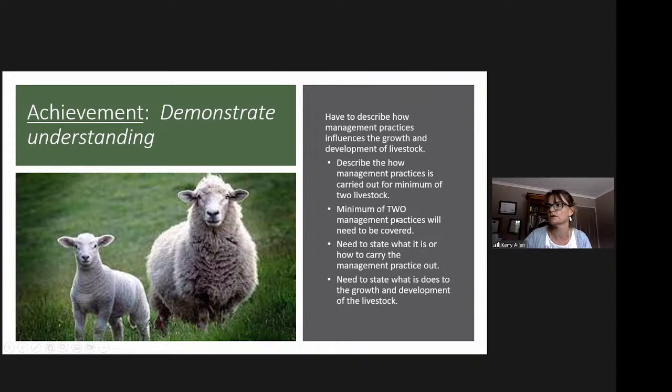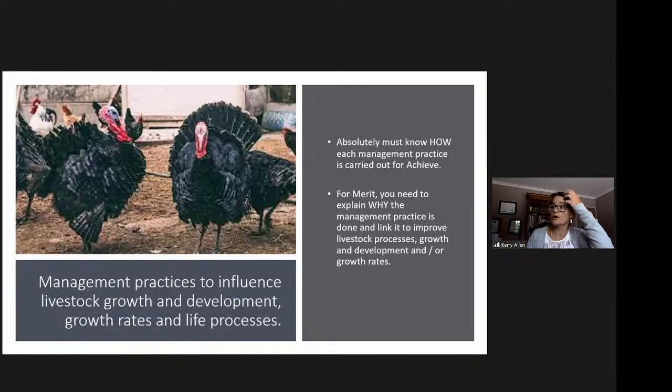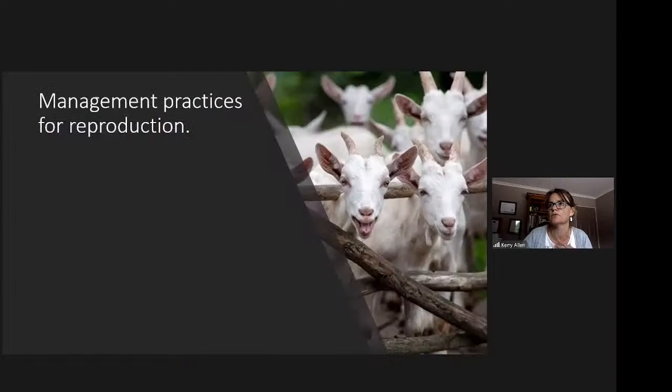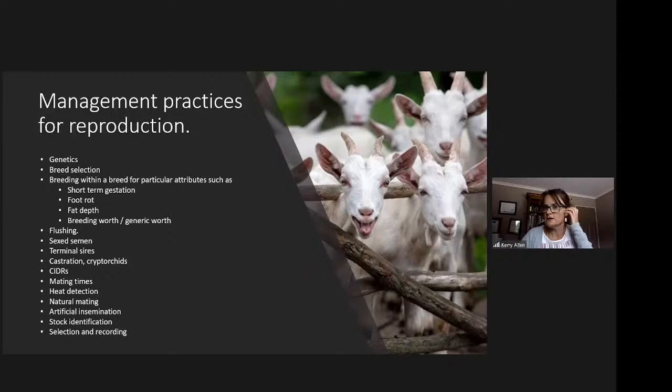Oh, I jumped one, sorry. So you absolutely need to know how each of those is carried out. And then as we move into merit, you need to explain why it's done and really link it really well to one of those things that I've just covered, which processes growth and development or growth rates. So basically, why do you carry that out is the merit part, but we'll cover merit in a moment. There are heaps of management practices we could cover, and I am not going to cover them all, but I will just go through a few.